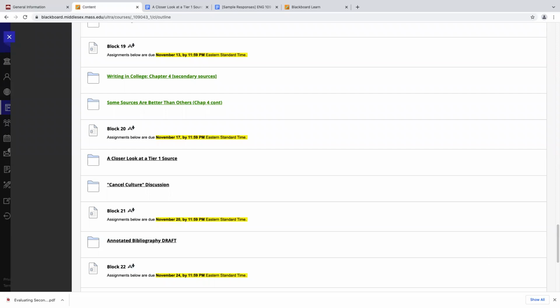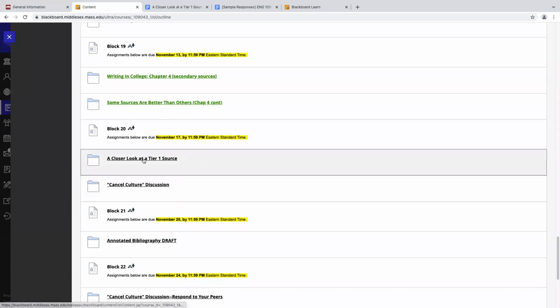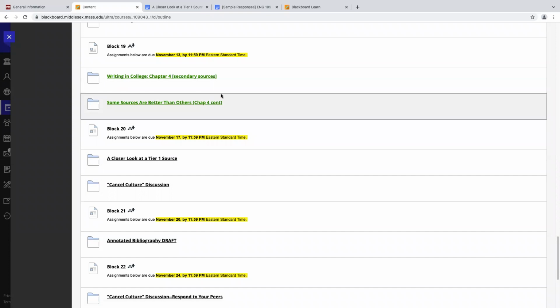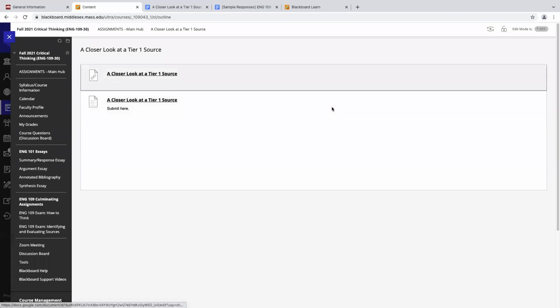Hey, so what we're going to do here is I just want to give you an overview of one of the assignments, which is a closer look at a tier one source. Now, that tier one language, hopefully you make the connection that it comes from a previous assignment in chapter 4 of Writing in College. So you're taking that information and applying it to this one. So it's a closer look at a tier one.